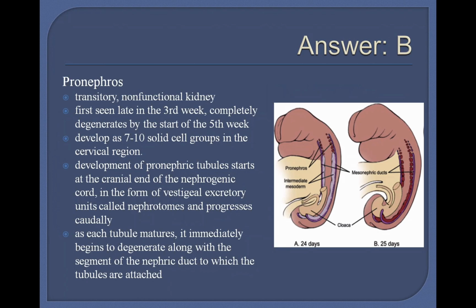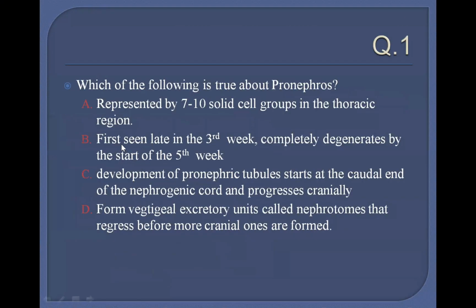As its tubule matures, it immediately begins to degenerate along with the segment of the nephric duct to which the tubules are attached. So actually D is also wrong because cranial ones are formed initially, then the caudal ones. So the regression is also from cranial to caudal. So the option B is the only correct one in this question.